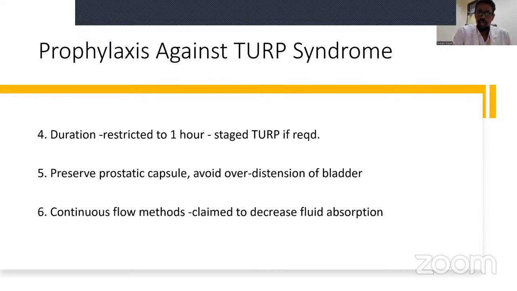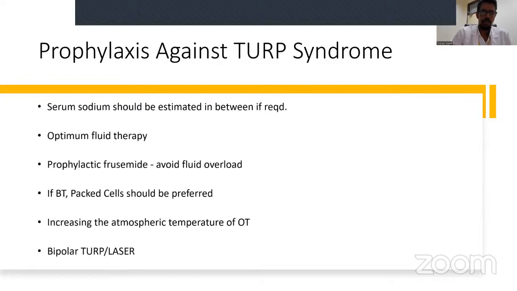Try to preserve the prostatic capsule. Do not overdistend the bladder. Again, this could lead to more absorption of fluid. And continuous flow methods have been shown to be probably better as compared to intermittent flow methods. And serum sodium could be estimated in between if required.